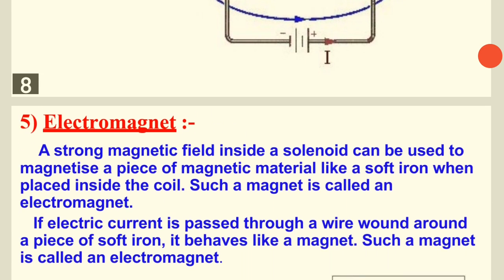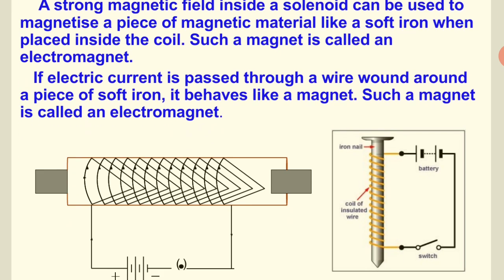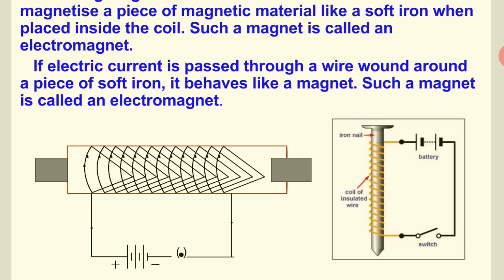What are electromagnets? A strong magnetic field inside a solenoid is used to magnetize a piece of magnetic material like soft iron when it is placed inside the coil. Such a magnet is called an electromagnet. Why has the name been given? Because as long as we allow the current to flow through the solenoid, this iron piece, as you can see in the figure, an iron nail we have taken, will behave like an electromagnet.